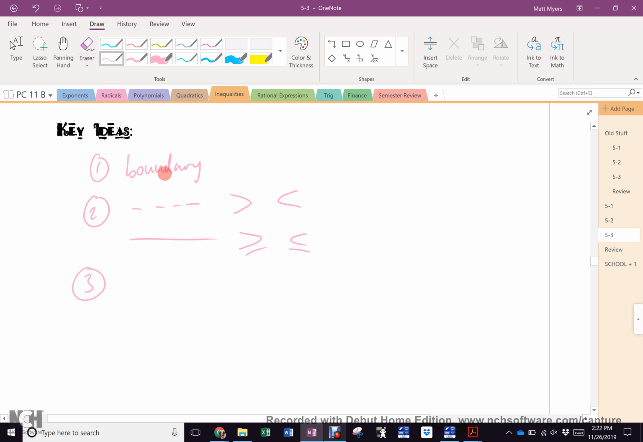Third key point, above or below. Above is greater than or equal to, below is less than or less than and equal to. Remember, don't think inside outside, because in a negative parabola, it's the other way around, right? Think above and below. And those are the key ideas.